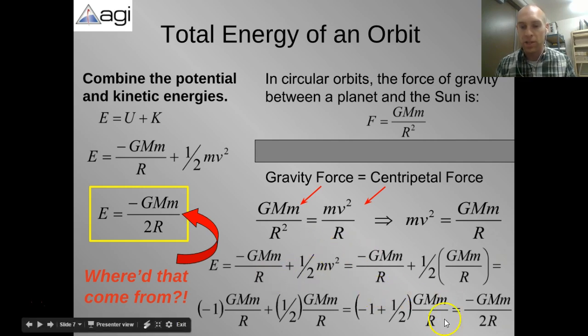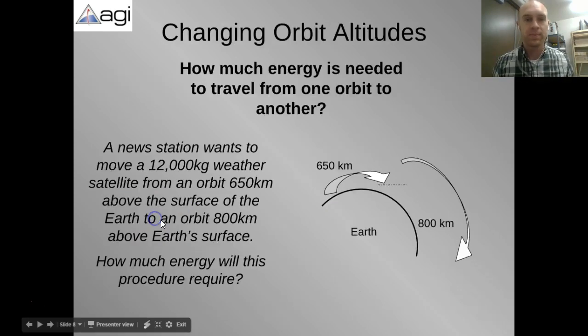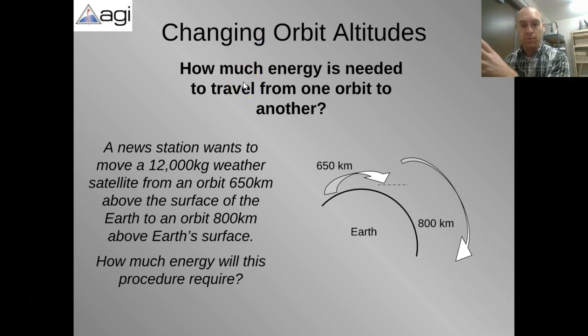We end up with minus GMm over 2r, which is that equation. Nailed it! So if we want to calculate the changing orbit altitude, how much energy is needed to travel from one orbit to another, you have to figure out the orbit energy at one spot and then the orbit energy in another spot, and then subtract them. That'll figure out how much energy is needed.